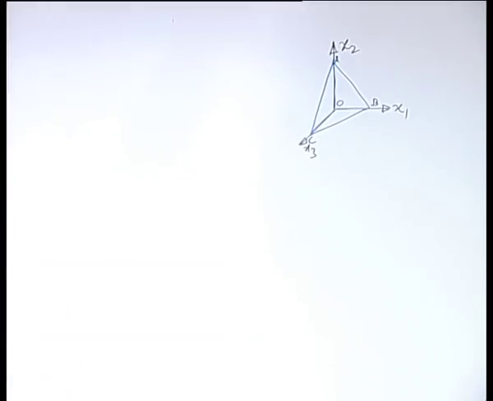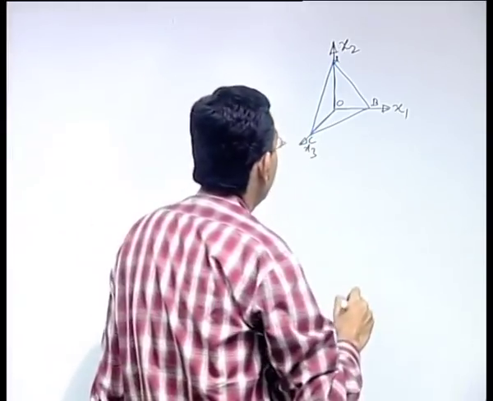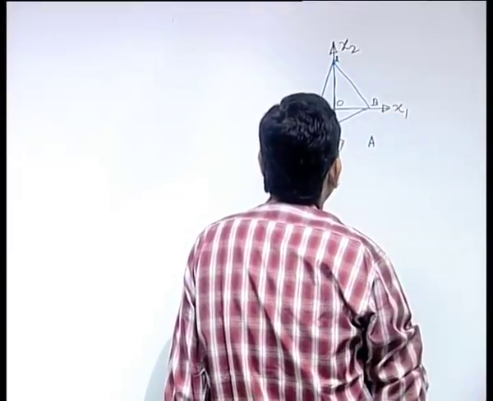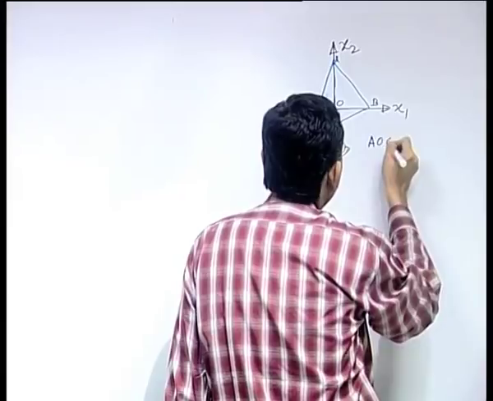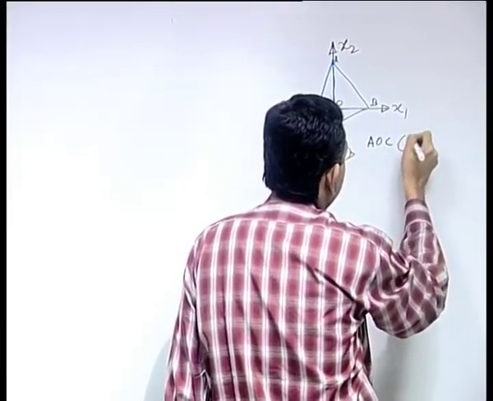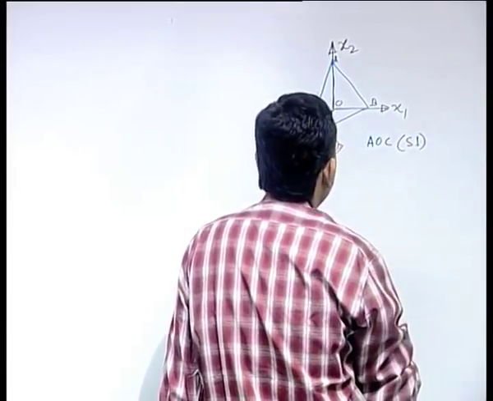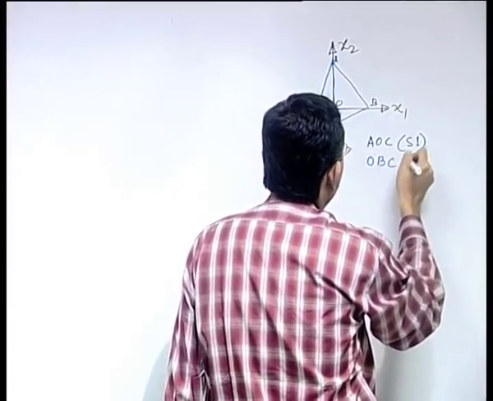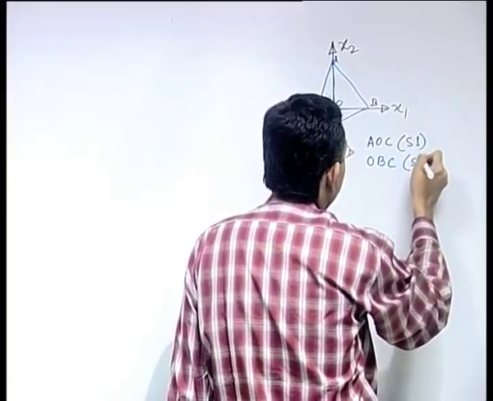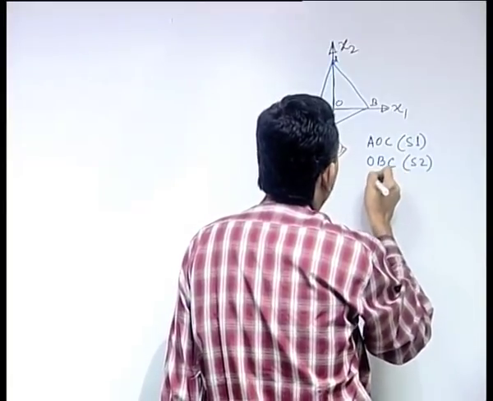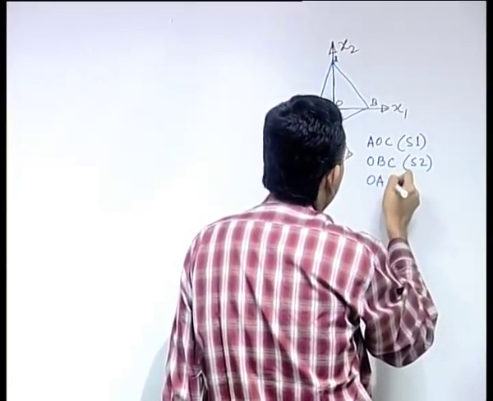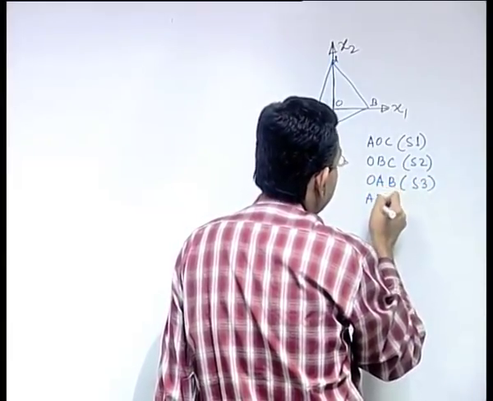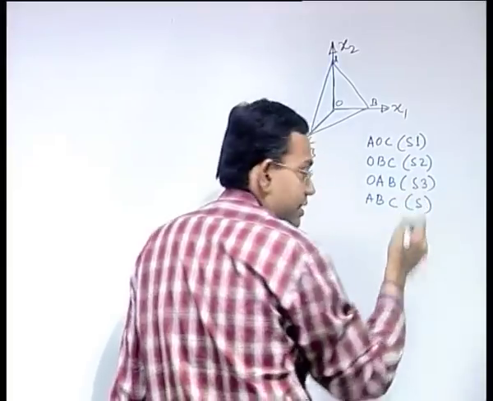So how many surfaces are there? You have 4 surfaces. So let us mark these surfaces, say AOC, we give it a name S1, surface number 1, OBC, we give it a name S2, surface number 2, OAB, we give a name S3, that is surface number 3, and ABC, which we give it a name S.